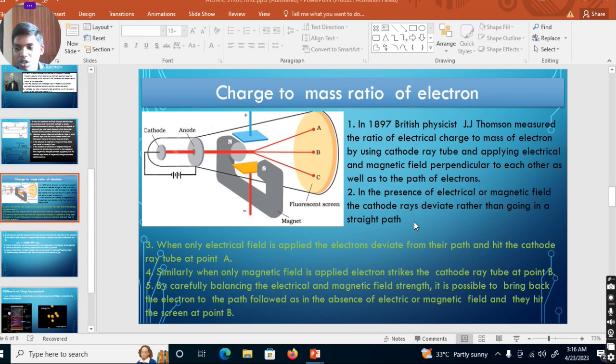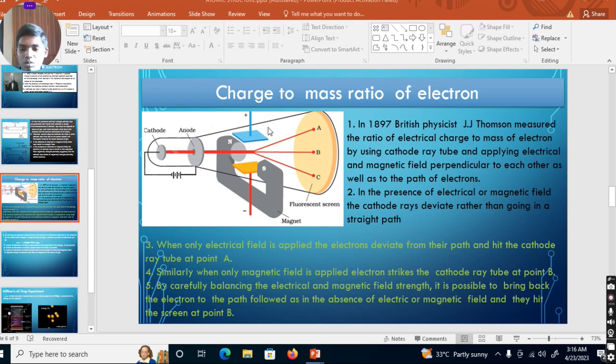Okay, today we are going to continue our topic, atomic structure, intermediate first year chemistry, first chapter. Last class we discussed the discovery of the electron by J.J. Thomson, the experiment of the discharge tube. Now we are going to see another experiment of J.J. Thomson, in which he calculated the charge to mass ratio of the electron. See how he calculated. Let us discuss.